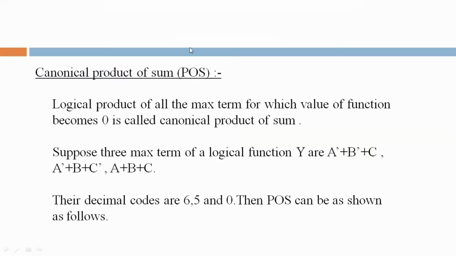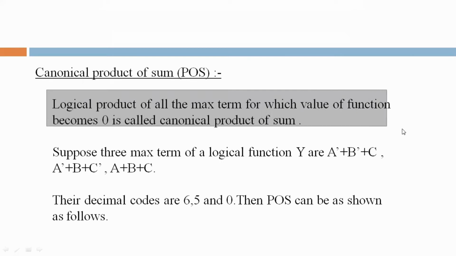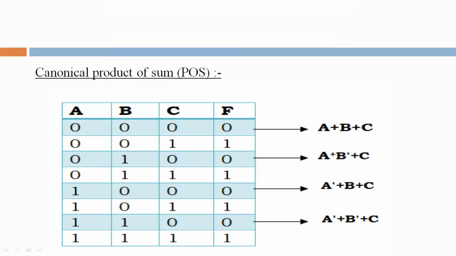The canonical product of sum is the logical product of all the max terms for which the value of the function becomes 0. It is called the canonical product of sum. Here the plus sign is represented in bracket form, and when we multiply those brackets, we get 0. That is called a product of sum.